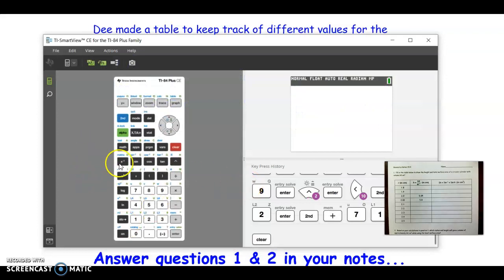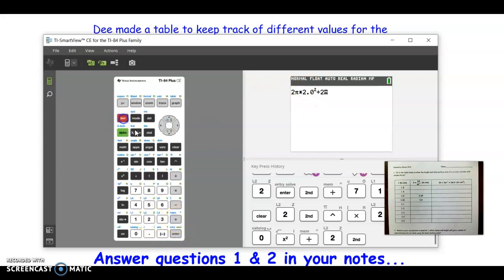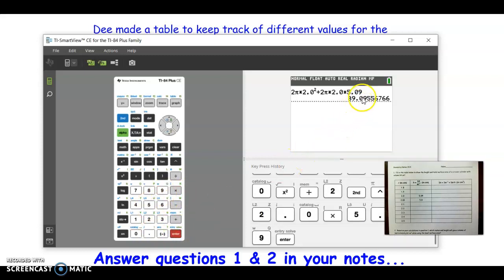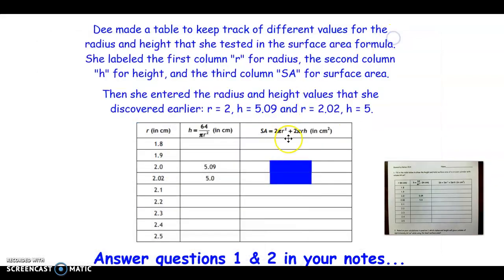So let's look at putting that into our calculator. We know surface area is 2 pi r squared plus 2 pi r h. So we'd have 2 pi times, we're using 2.0 for our radius first, and don't forget to square that. Now you could put 2 squared, that's the same thing, plus 2 pi times our radius of 2.0, which is again the same thing as 2, times 5.09 for our height. I believe we're rounding to the nearest tenth, so we have a 0 in the tenth spot, and the 9 next door makes that become a 1. So we should have 89.1 square centimeters for our surface area on that first one.